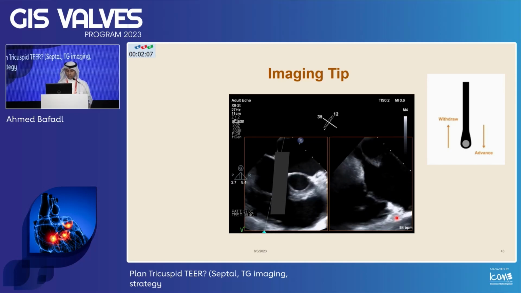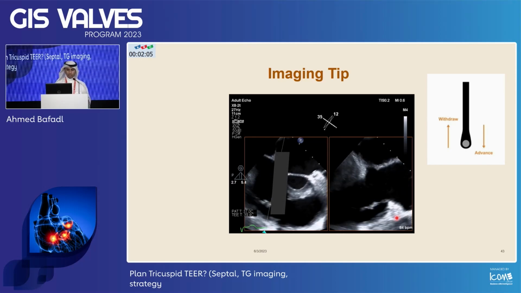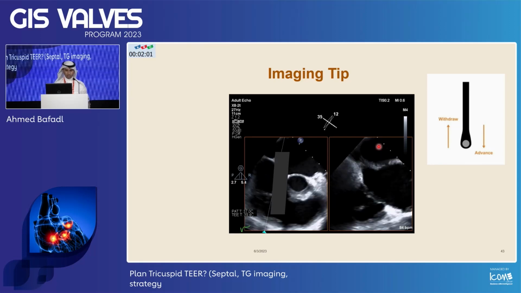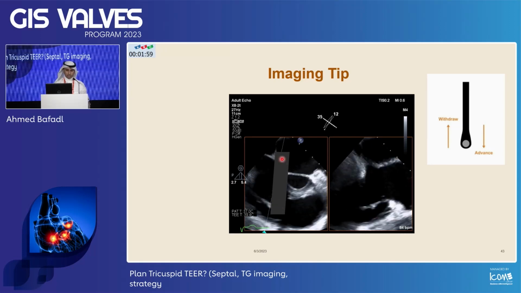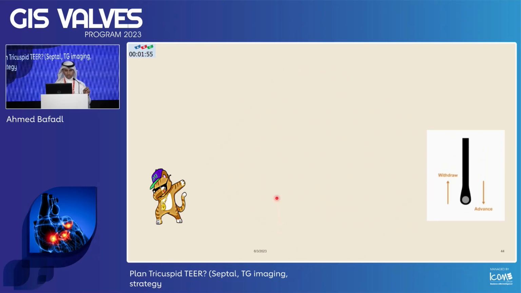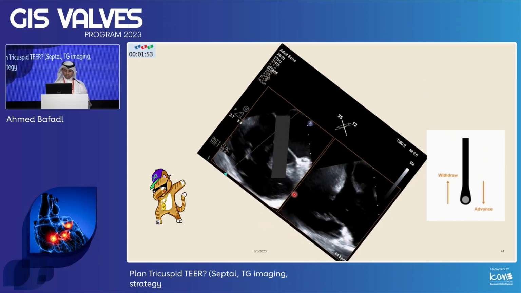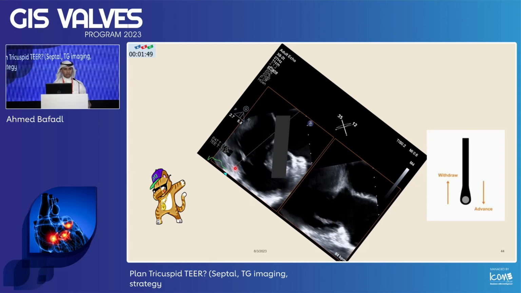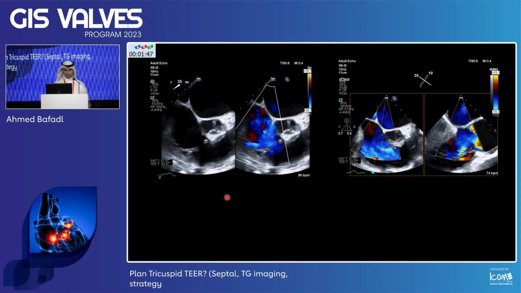So one of the tips: if you have shadowing from the septum in this view, where the septum is here and you have shadowing on your septal leaflet, what you need to do is push your probe slightly down, and then your shadow will actually come onto the aortic valve, and then you can see your tricuspid leaflet.